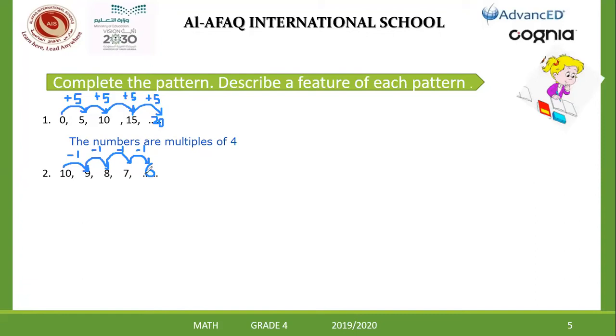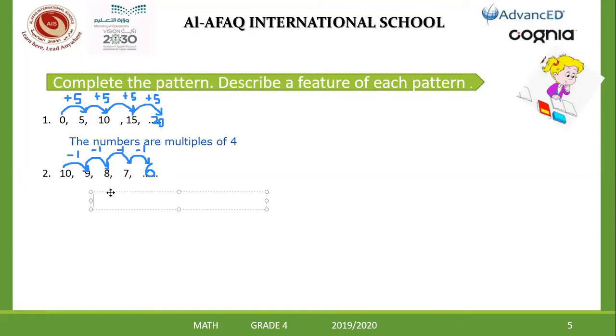And as you see here, if I want to describe them as even or odd: 10 even, 9 odd, 8 even, 7 odd, 6 even. So here you can say this pattern has both even and odd numbers. So we can say it is alternate, even and odd. We can describe this pattern by using this word.